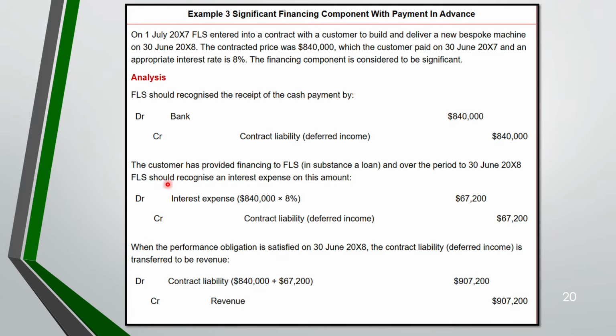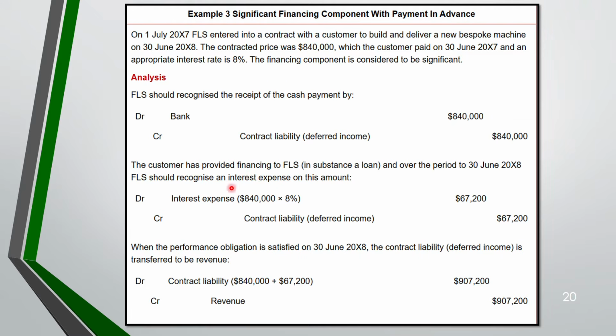Next, customer has provided the financing to FLS. That means they have paid to the company, in substance, a loan. In substance, take it as a loan. That customer is giving a loan to this company. That means the company has to pay back to the customer the amount with the interest over the period.